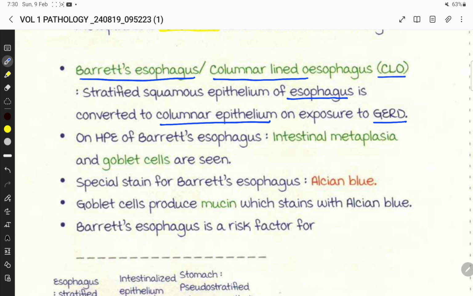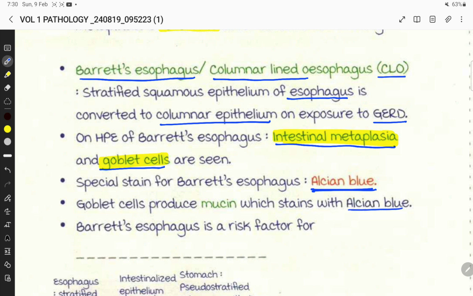On histopathology of Barrett's esophagus, intestinal metaplasia and goblet cells are seen. The special stain for Barrett's esophagus is Alcian blue. Goblet cells produce mucin, which stains with Alcian blue.